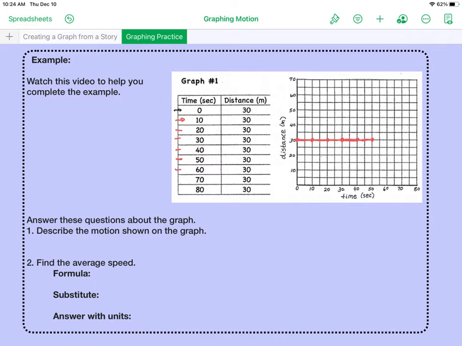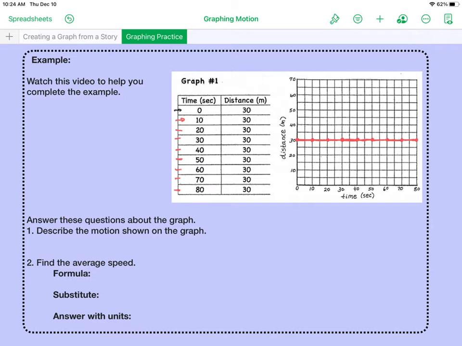60, 30 is my next point. Time is 60, distance is 30. Place my point and connect the 2. Next is 70, 30. My time is 70 seconds. My distance is 30 meters. Connect with the point. And the last is 80, 30. So over 80 on the time, up 30 on the distance, and connect my points.